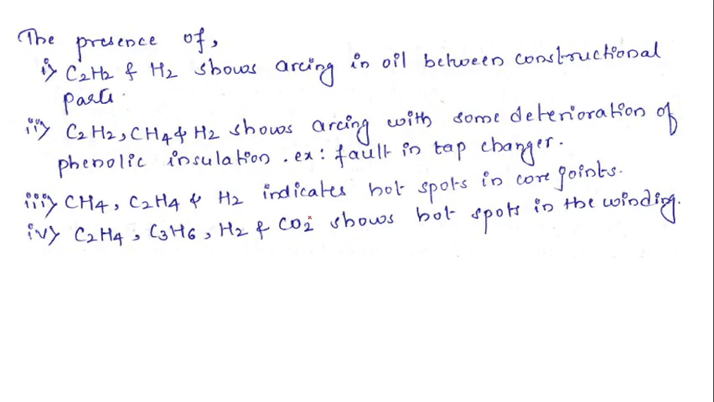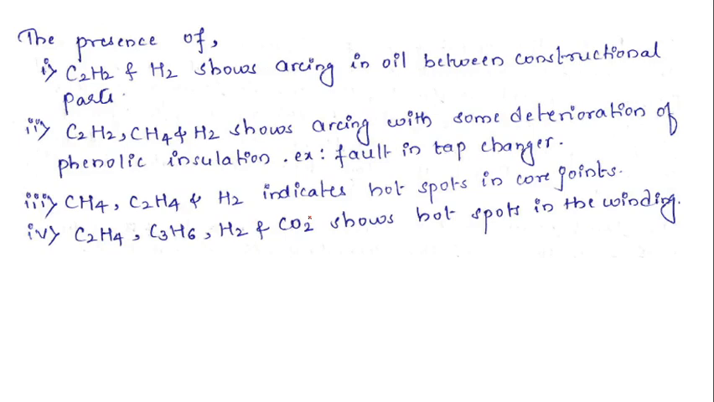If the gas collected in the Buchholz relay chamber is of different types, here we have a list of 4 different combinations of the gases. If the gas is C2H2 and the main one is hydrogen, C2H2 and H2 show arcing in the oil between the constructional parts. If the gas content accumulated is C2H2 and H2, that shows arcing in the oil between the constructional parts.